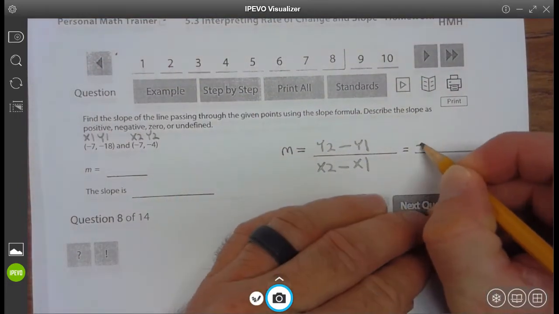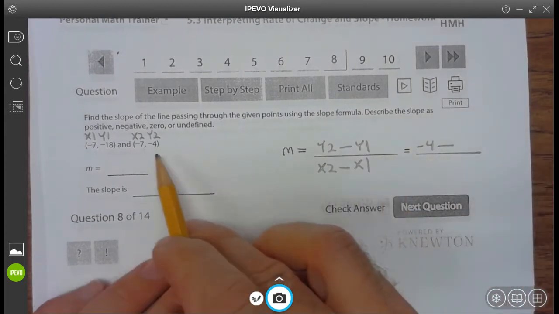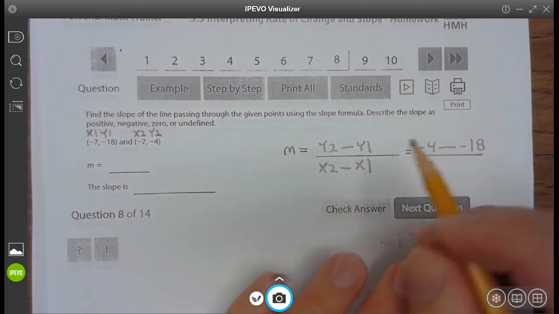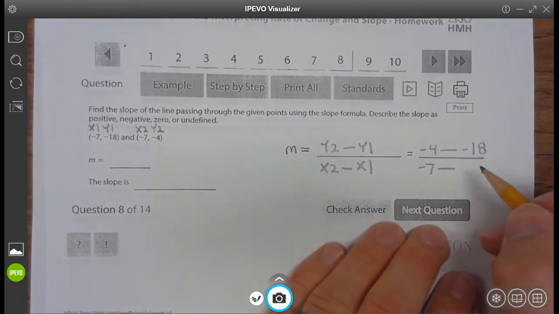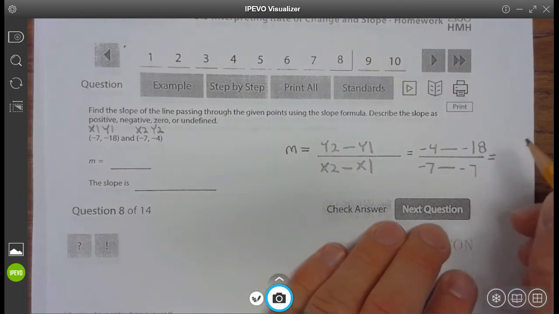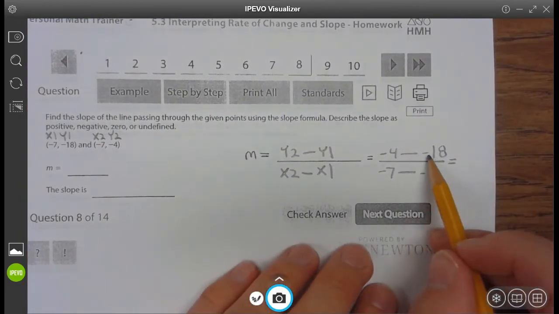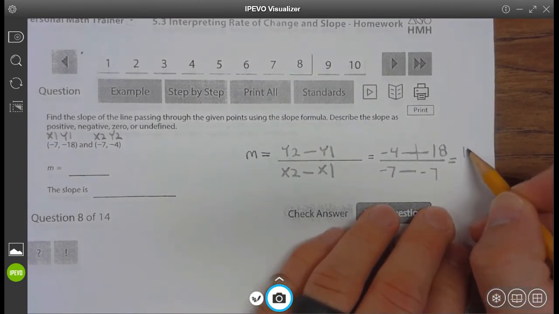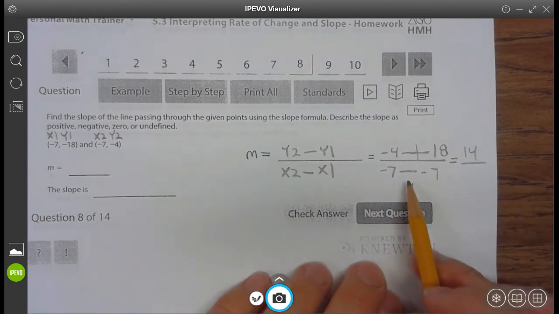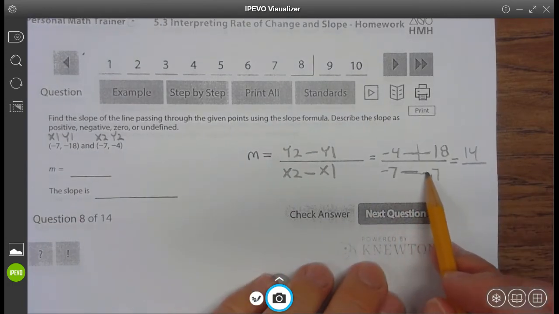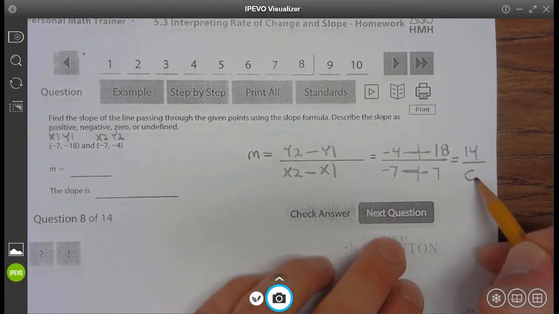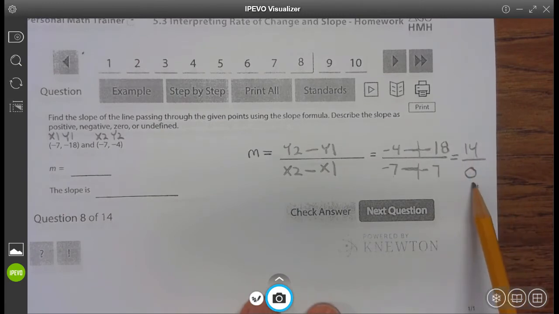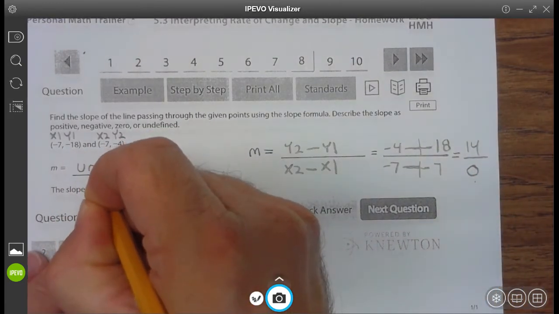So then that's negative 4 minus negative 18 divided by negative 7 minus negative 7. Okay, well, a negative times negative is a positive. So negative 4 and 18 is 14. And then when you subtract a negative, that becomes positive. Negative 7 plus 7 is 0. Now we remember from a previous example, a number divided by 0 is undefined. So our slope is undefined.